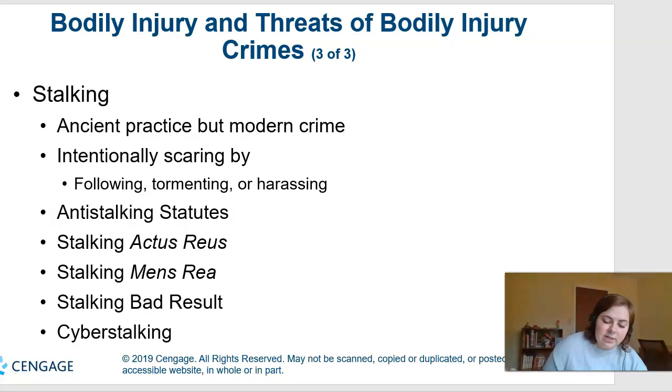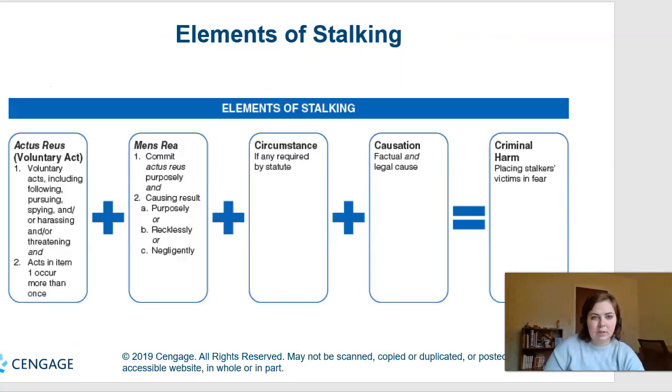This is the voluntary act of following, pursuing, spying, harassing, and or threatening that occurs more than one time with purposeful mens rea to commit that purposeful actus reus and causing a result either purposely, recklessly, or negligently. The harm here is that you place the victim in fear. And so here's those elements of stalking.